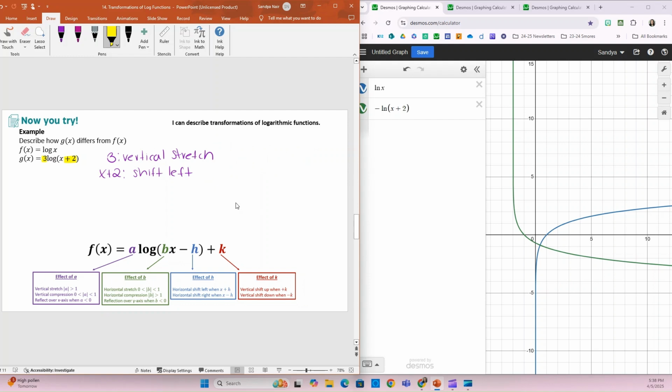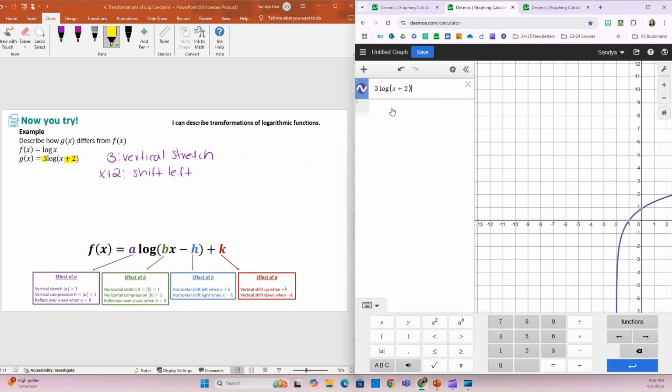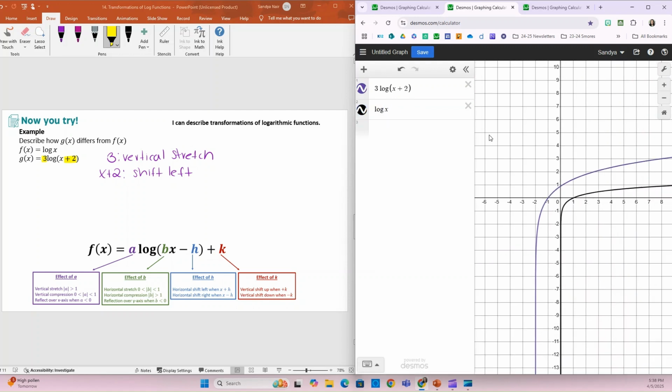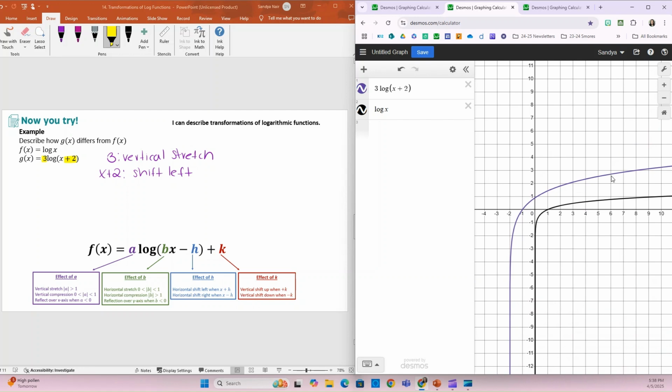So here we have the parent function, which is log of x. It's transformed to 3 log of x plus 2. So if we look at Desmos and we compare it with the parent function, you can see that this has been vertically stretched, and also it is shifted to the left. Okay, so those are the transformations we see from the equation.